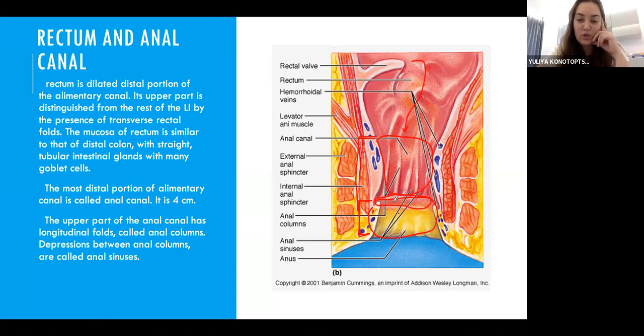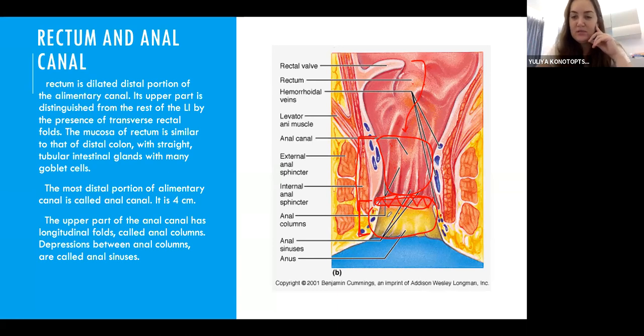Short Zoli does not call it pectinate, he calls it dentate line. Why? Because in actual anatomy, in practice, when you open the anal canal, you will see that it has this teeth-like appearance. So it actually looks like this. That's why he calls it dentate line.